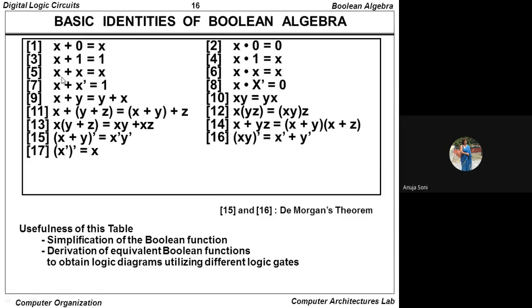X value in one case we take as 0. 0 plus 0 will be 0. Hence it proves. Another case may be x value 1. In that case 1 plus 1 will be 1.